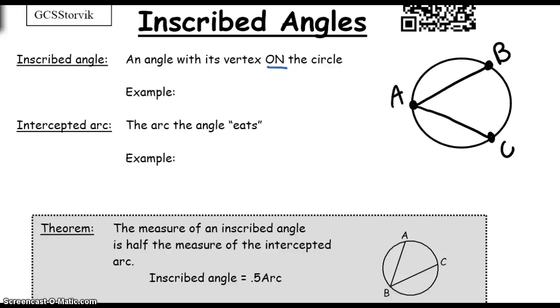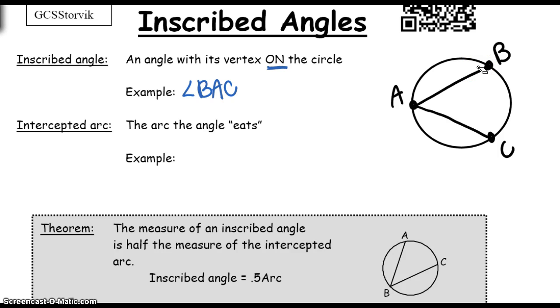Today we're going to talk about inscribed angles. Inscribed angles means that the vertex will fall on the circle, okay, so on the edge. So if we look at the example on the right-hand side, our inscribed angle would be right here, BAC. Now remember, you can call this angle BAC or you can call it angle CAB, but don't you dare call it CBA or call it ACB, because that's not the angle.